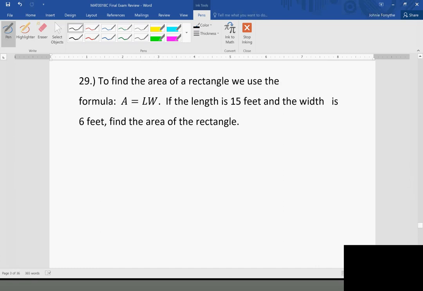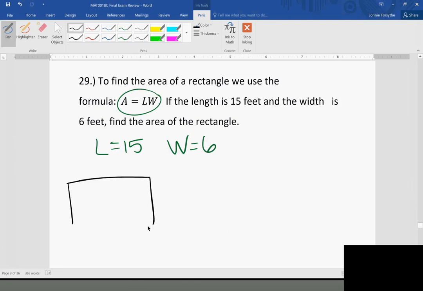Okay, 29. Find the area of a rectangle. To find the area of a rectangle, we use the formula A equals length times width. If the length is 15 feet, so if L equals 15 feet and the width equals 6 feet, so W equals 6 feet, find the area of the rectangle.